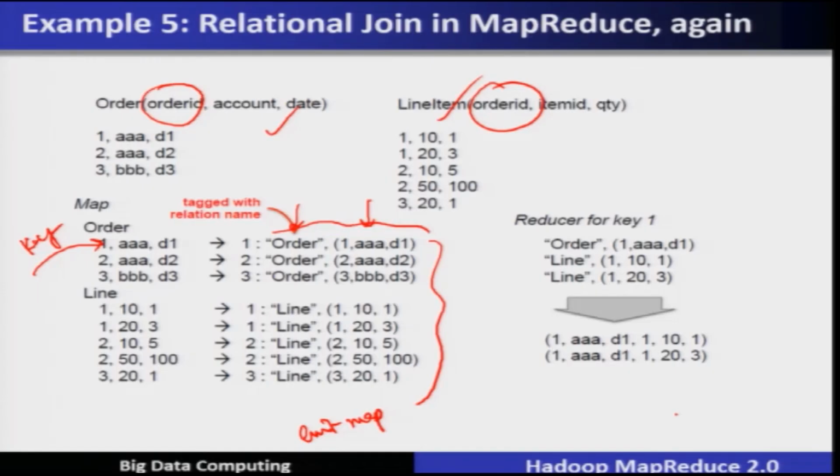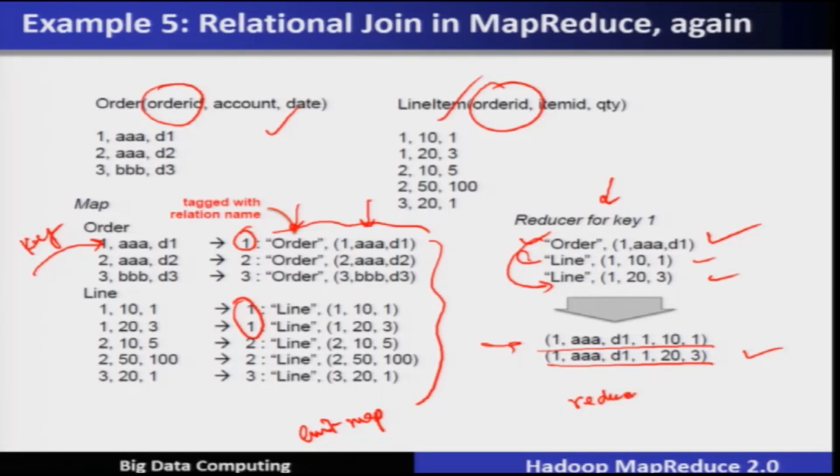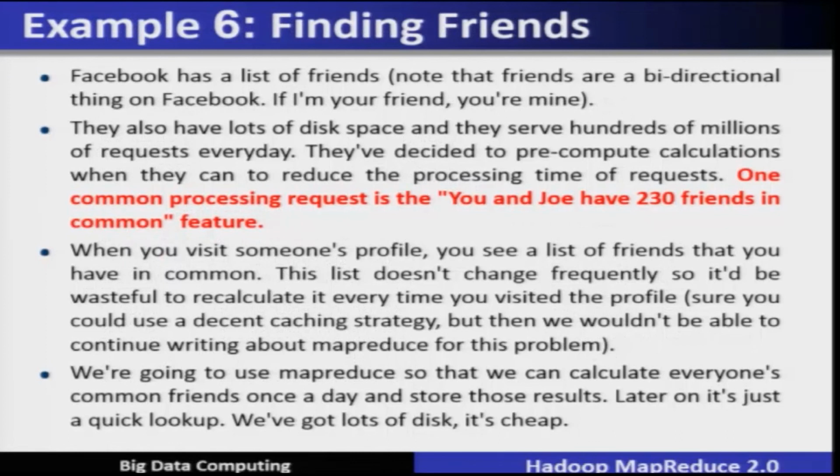Then the reducer will combine by this one key. It will group by key, for example, key number 1 is appearing 3 times: one with the order, the other two with the lines. Then we are going to combine this order with the two different lines. So, basically it will generate two different tuples, which are shown over here. By this example we have shown that using MapReduce we can perform the relational join.